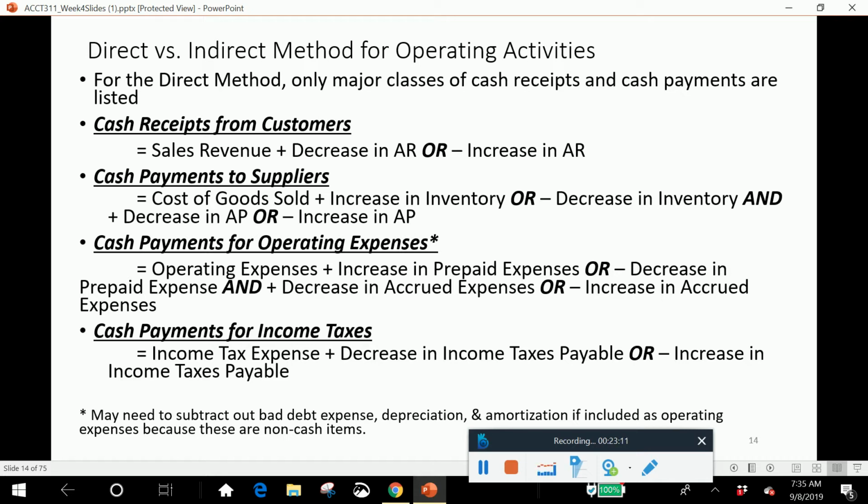Cash payments for operating expenses. We're going to start with operating expenses from the income statement. We're going to add to it any increase in prepaid expenses, or subtract out decreases in prepaid expenses, and add any decrease in accrued expenses, or subtract out any increase in accrued expenses. And then finally, cash payments for income taxes. We're going to start with the income tax expense amount on the P&L, add in any decrease in income taxes payable, or subtract any increase in income taxes payable.